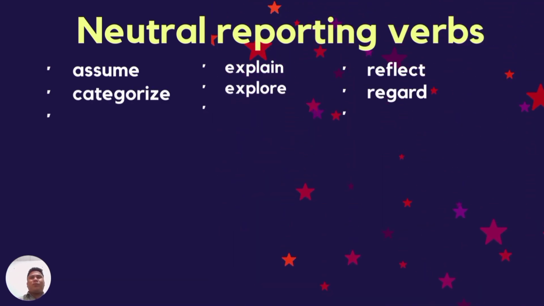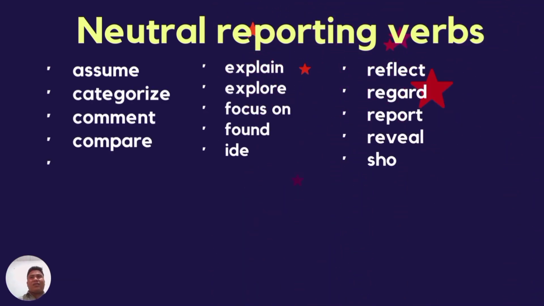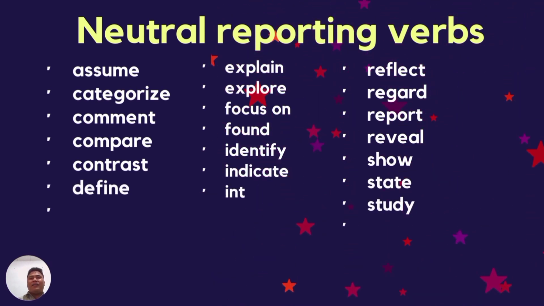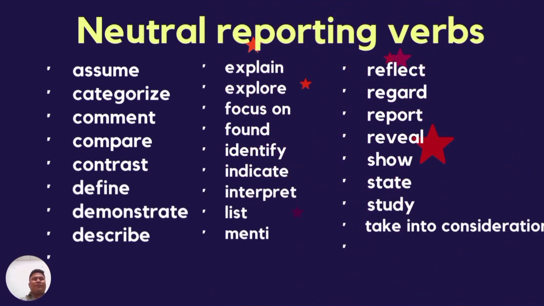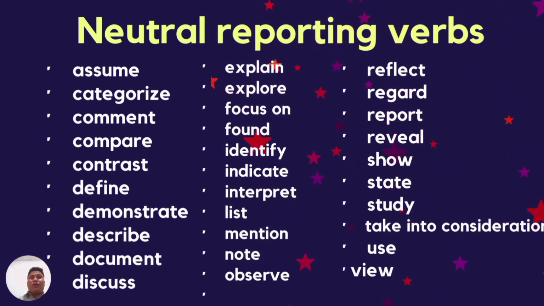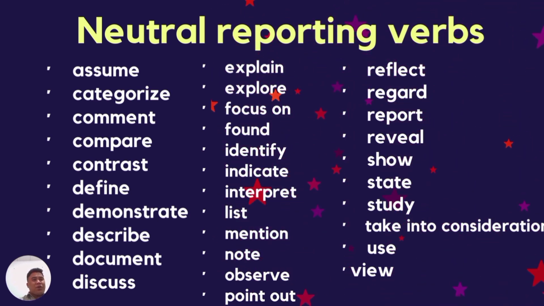Now, let us look at the list of the possible reporting verbs that you can use in citing authors for your research from the RMIT University of 2012. Here are the following lists of the neutral reporting verbs: assume, categorize, comment, compare, contrast, define, demonstrate, describe, document, discuss, explain, explore, focus on, found, identify, indicate, interpret, list, mention, note, observe, point out, reflect, regard, report, reveal, show, state, study, take into consideration, use, view. So those are the verbs that we can use in citing a particular text or study in our research.